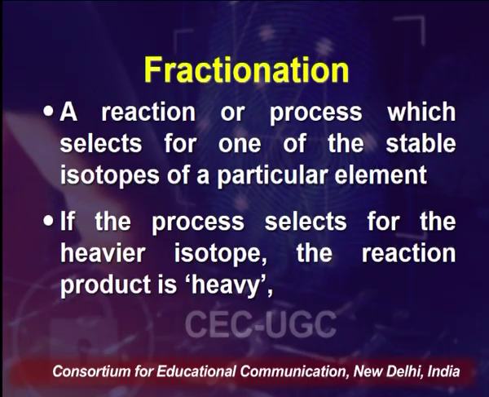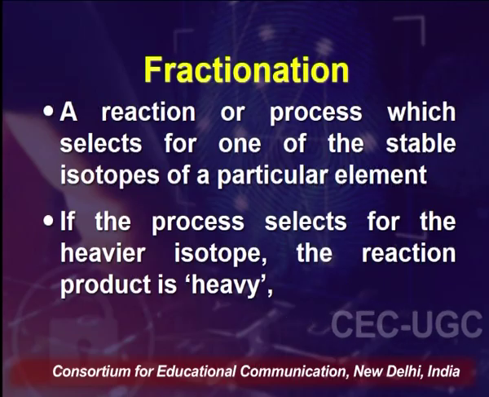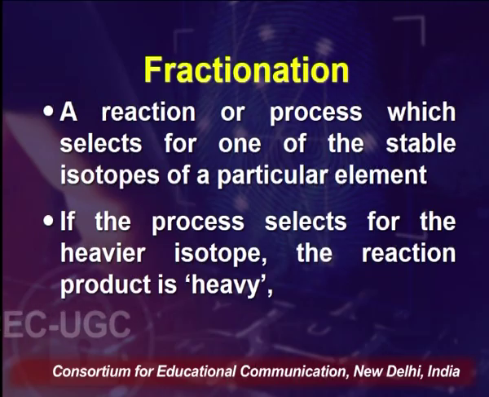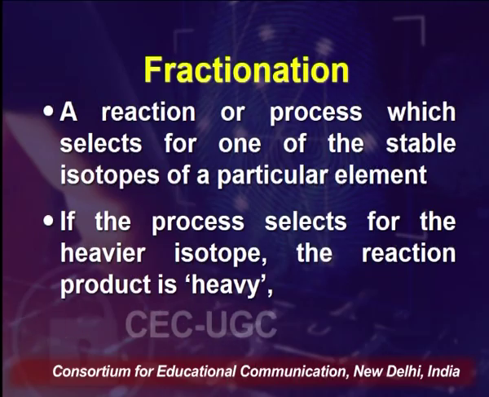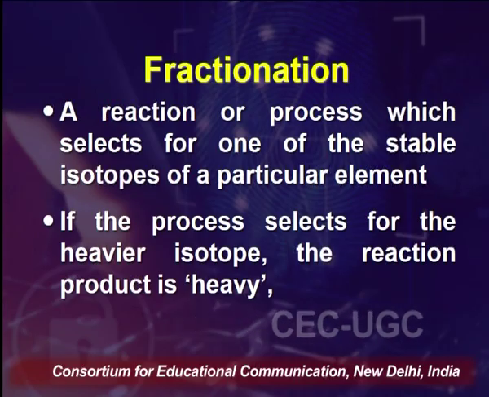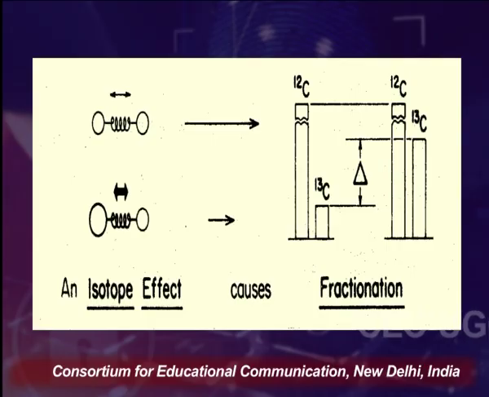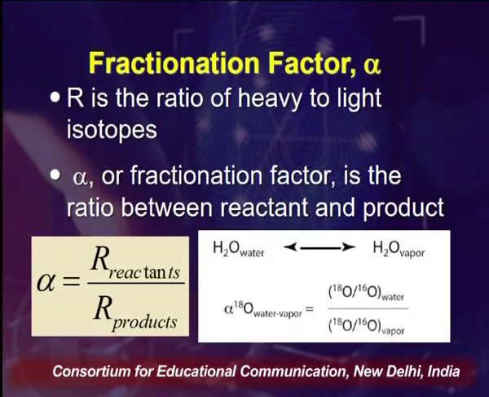So, if the process selects for the heavier isotope, the reaction product is heavy, and if the process selects for the lighter isotope, the reaction product is the lighter. So, depending upon what kind of isotope is being selected, the reaction product will vary. So, the fractionation is being done on the isotope effect, where we can have the lighter isotope or we can have the heavier isotope of that. So, this isotope effect causes the fractionation.